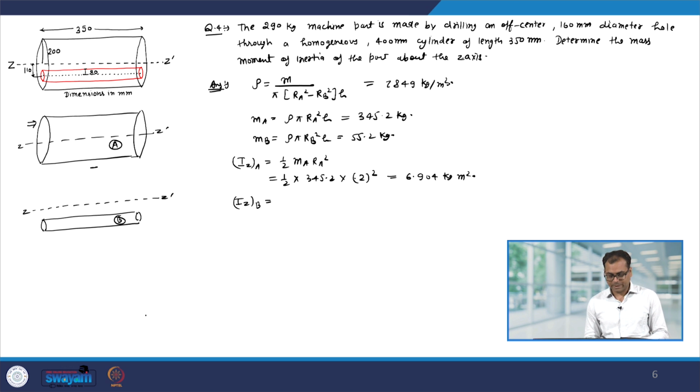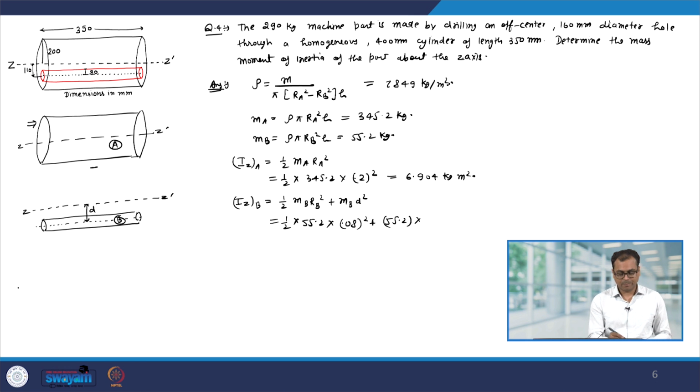Now, the moment of inertia of cylinder B about the z axis. So, this we can find out using the parallel axis theorem, that is the moment of inertia about the central axis plus m into this distance square. So, it is equal to half m_b r_b square plus m_b into, let us say this is d, d square. Let us put the value: half m_b is 55.2 into r_b is 80 mm, so 0.08 square, plus m is 55.2 into d, d is 110 mm.